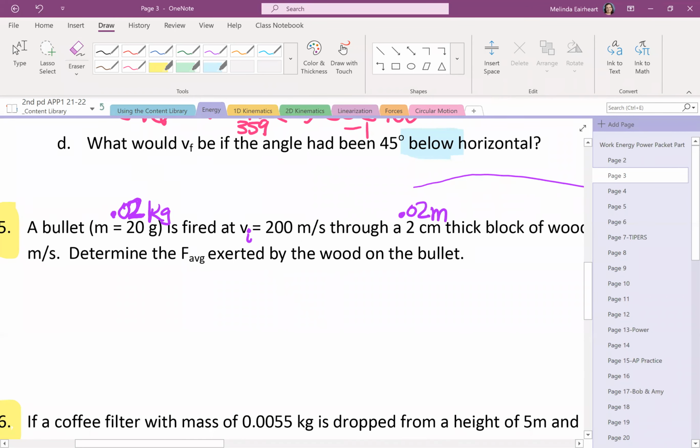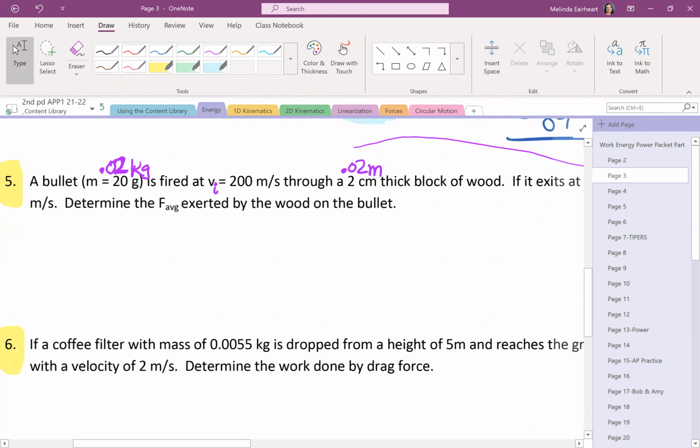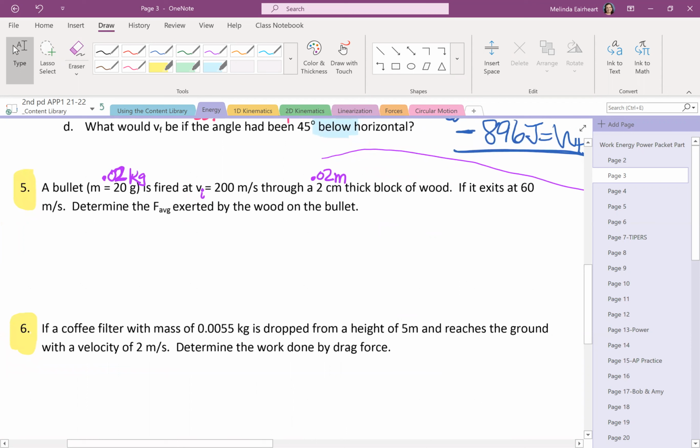Now, I personally don't like that 0.02 kilograms, 0.02 centimeters. So when I plug them into our equation, I am going to use the units there just to make sure you know, it's not always the same. You got to make sure you plug the right thing into the right place. And then it says if it exits at 60 meters per second, exit, this is our final speed, determine the average force exerted by the wood on the bullet.